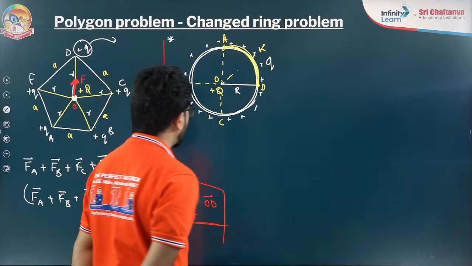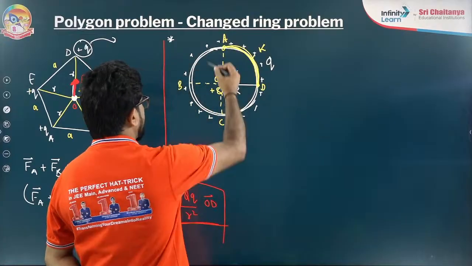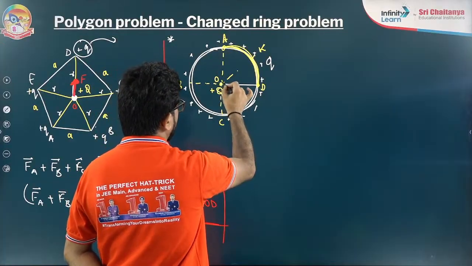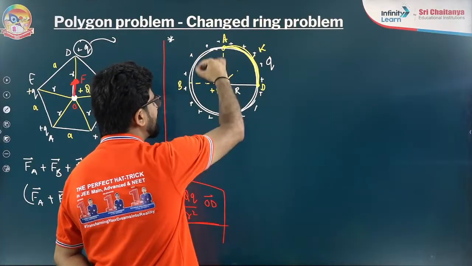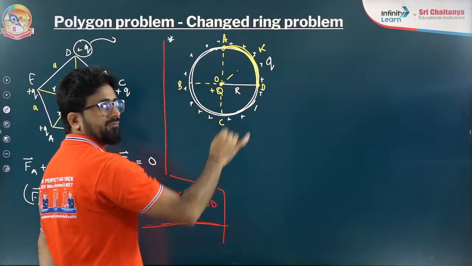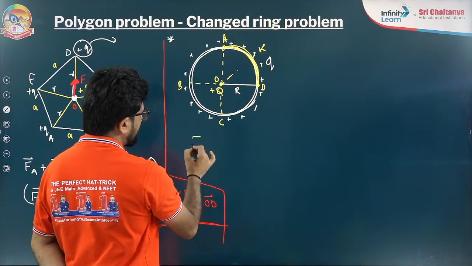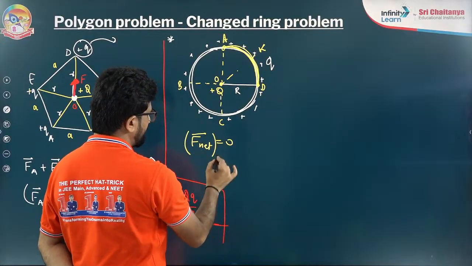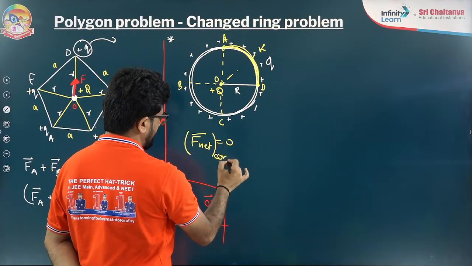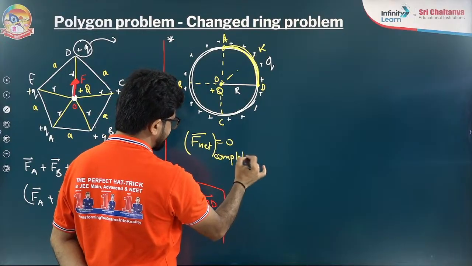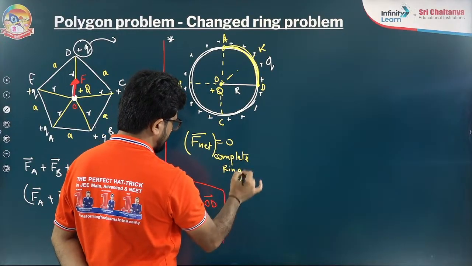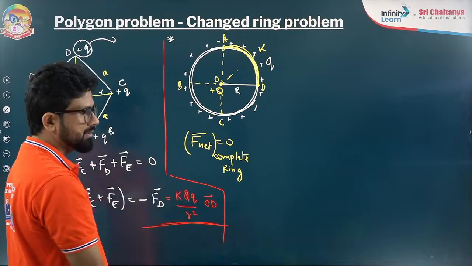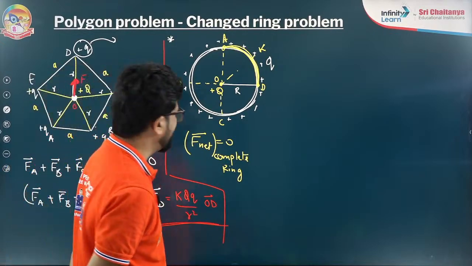Very good, beta. I am just solving now. Please understand. It is A, B, C, D on this q. Suppose this ring was complete. If the ring is not cut, then what is the net force? You will say the net force is 0, when it is a complete ring.